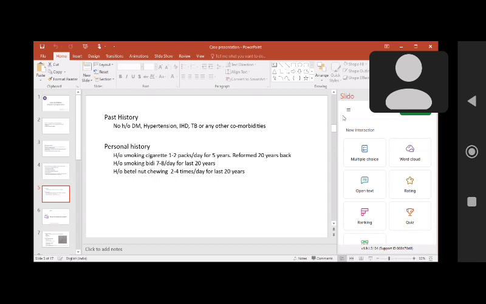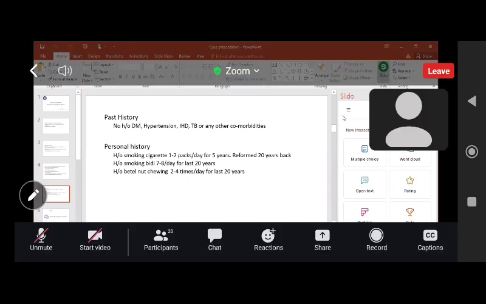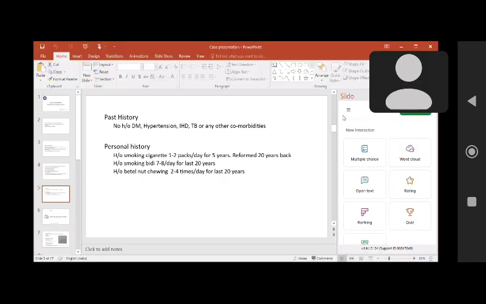Better. So there was history of smoking cigarettes, 1 to 2 packs per day for last 5 years. There was history of smoking weekly for last 20 years. There was history of betel nut 4 times in a day for last 20 years.